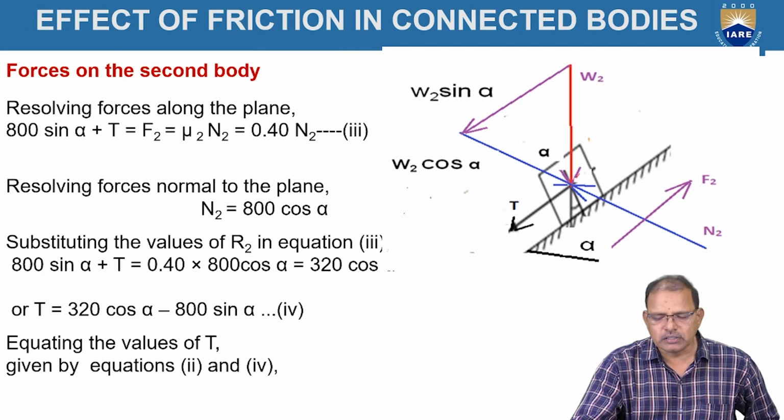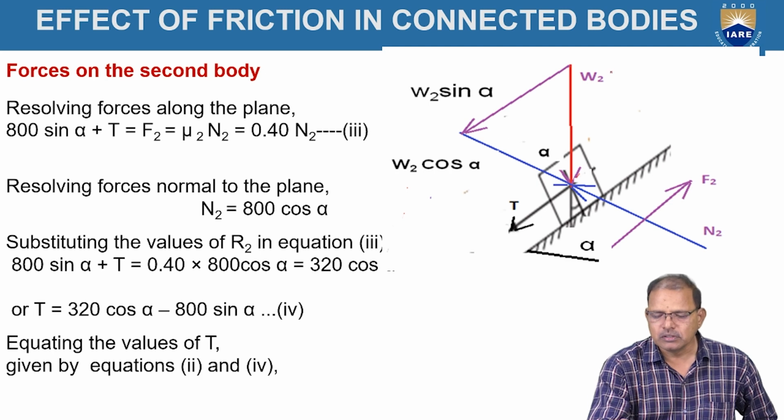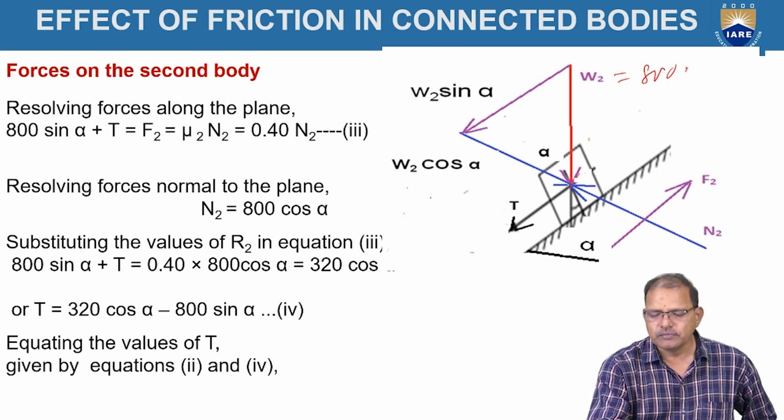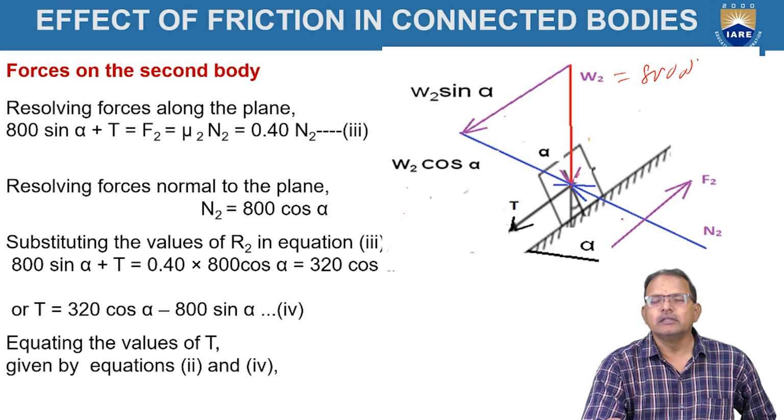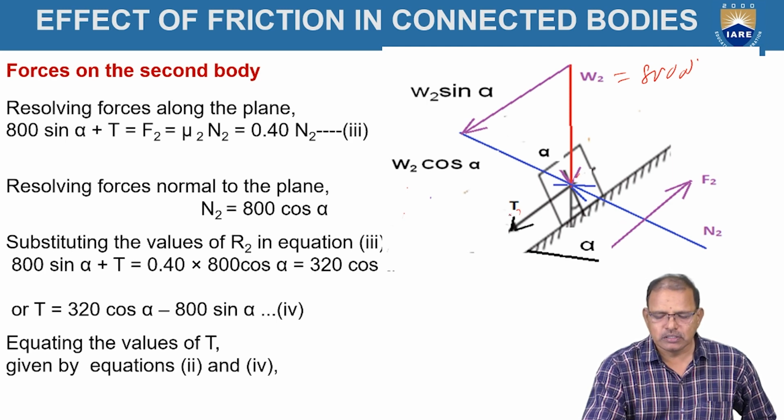Now the forces acting on the second body, W2, which is equal to 800 newtons. Here the body again tends to move downward. The tension acting on this body is in the downward direction. The normal reaction is perpendicular to the plane. F2 is along the plane, but it is acting upward. The weight of the body is resolved into two components: W2 sin alpha acts downward, and W2 cos alpha is perpendicular to the plane. It is balanced by the normal reaction N2.